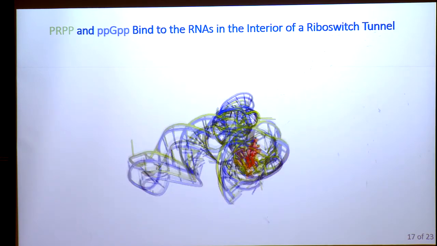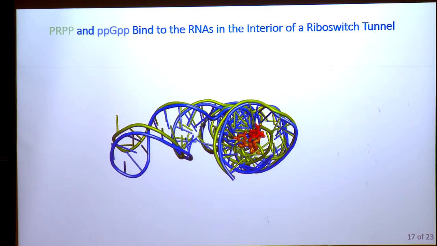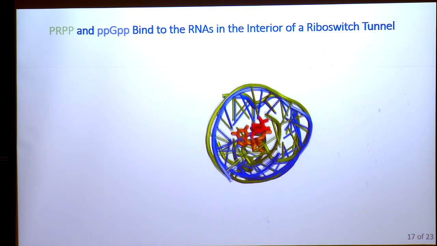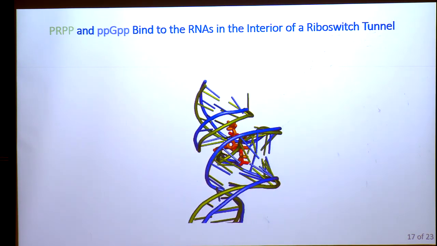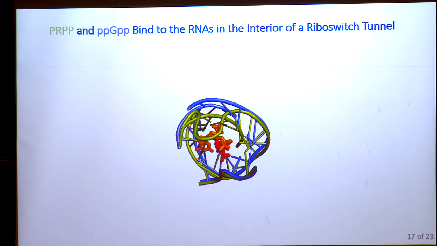First, let's look at the riboswitch from the bottom up. You can see that the ligands sit in a tunnel in the right helical stack. If we look at the RNAs from the top down, we can see that the PRPP riboswitch has this bulged region here that isn't present in the PPGPP riboswitch.